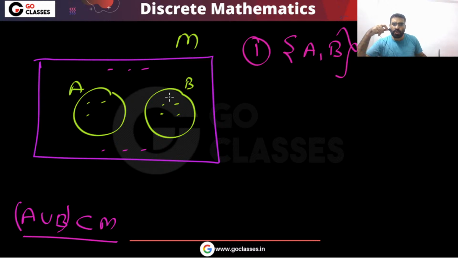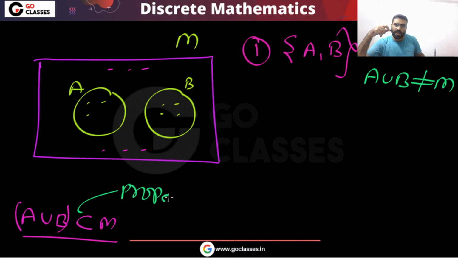No, this is not a partition of M because it does not cover M. Remember, the sets must be non-empty and disjoint. A comma B are non-empty and disjoint, but their union is not equal to M. A union B is not equal to M, because you can notice A union B is a proper subset of M. So this option A is not a partition.